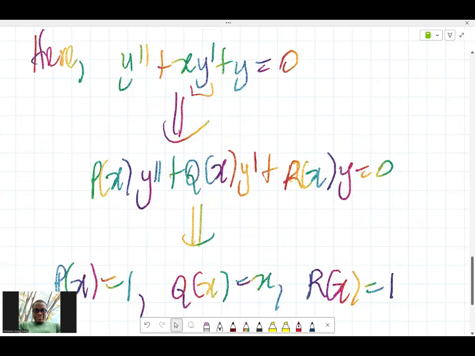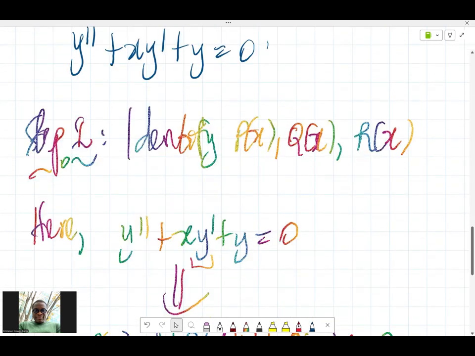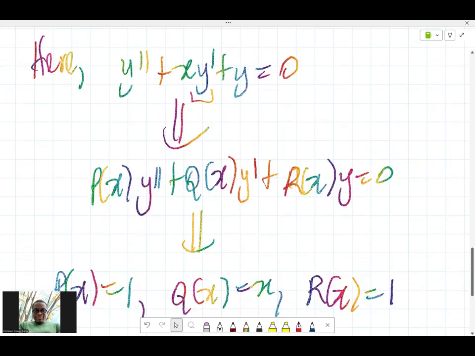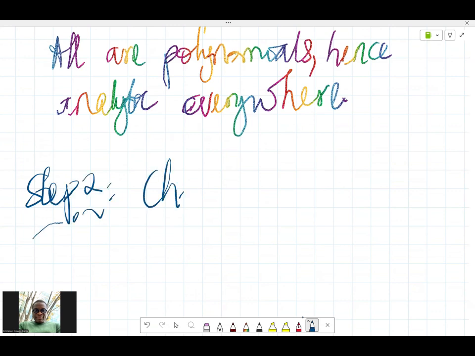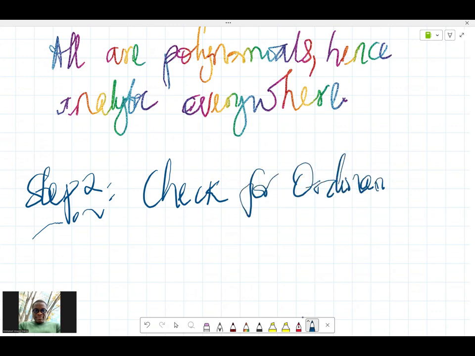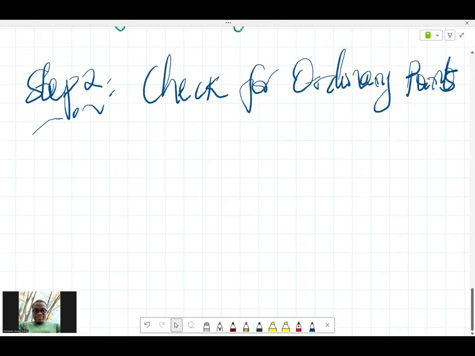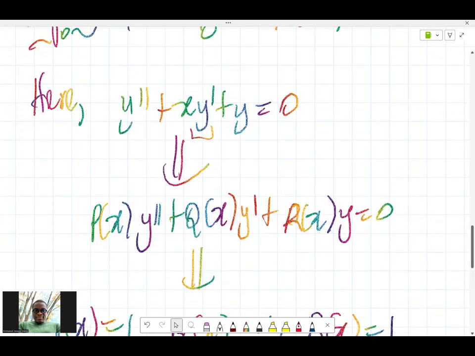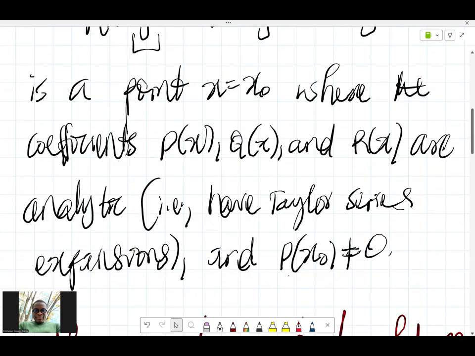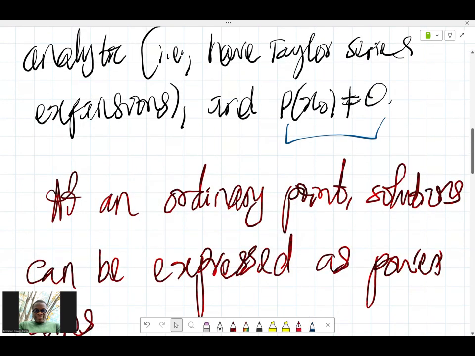That's not all we have to say. What we have done there is to check if those functions are analytic. The next thing we want to do, step 2, is to check for ordinary points. Again, you know that p of x is equal to 1, which is not equal to 0. One of the conditions is that p of x naught must not be equal to 0, because if it is equal to 0, then the rule fails.